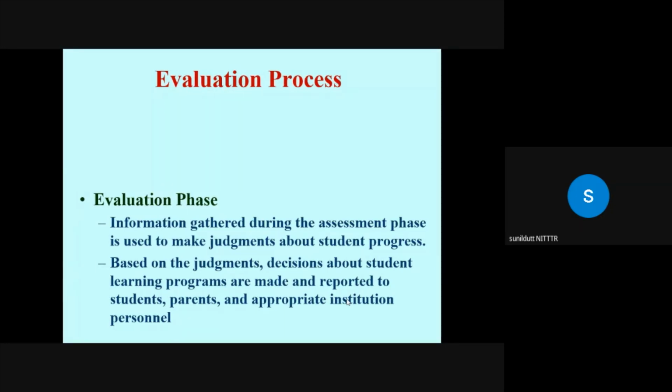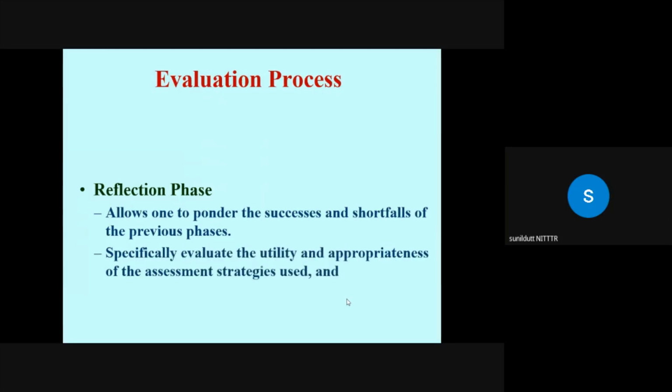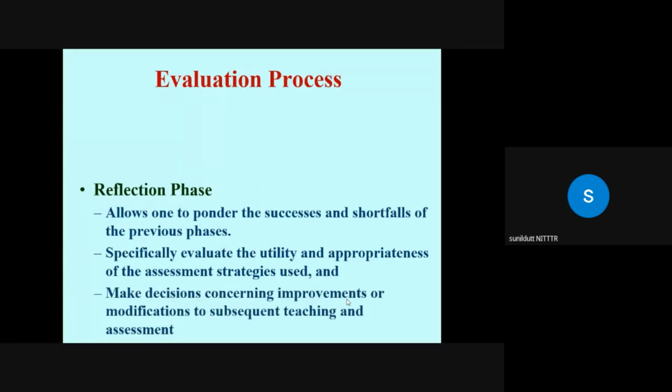the in-service training. The fourth phase is the reflection phase. Now we will ponder on the successes and shortfalls of the previous phases. That is the reflection phase. So here we specifically evaluate the utility and appropriateness of the assessment strategies used, and finally make decisions concerning improvements or modifications to subsequent teaching and assessment.